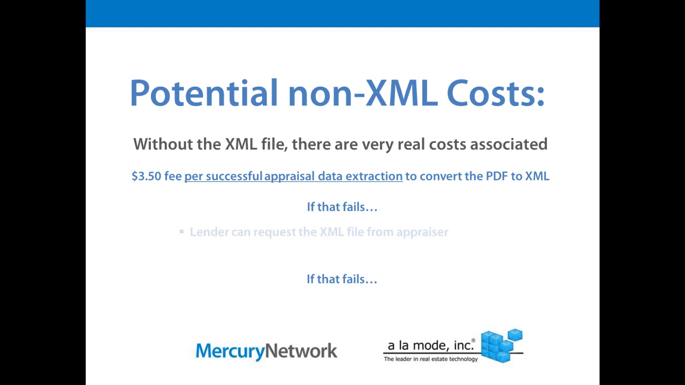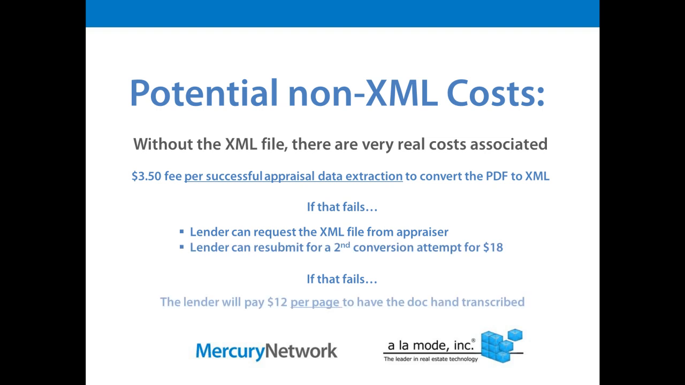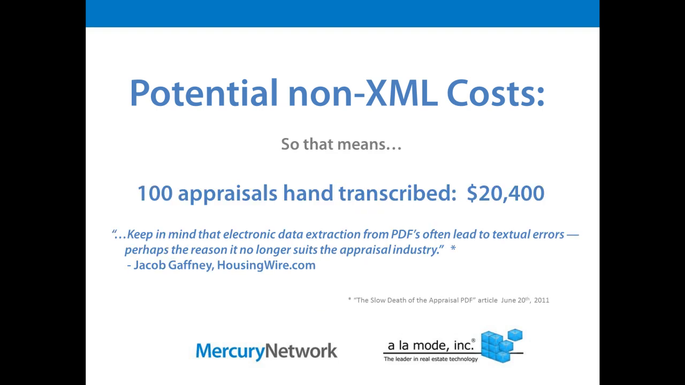So if that fails, the lender can then request the XML file from the appraiser. Once they've gotten the report back, the lender can then resubmit it for a cost of $18 on the second conversion. If that fails, then the lender will be looking at paying $12 per page to have the document hand transcribed to get the XML data out of it. So as you'll notice, over 100 appraisals hand transcribed works out to roughly $20,400.